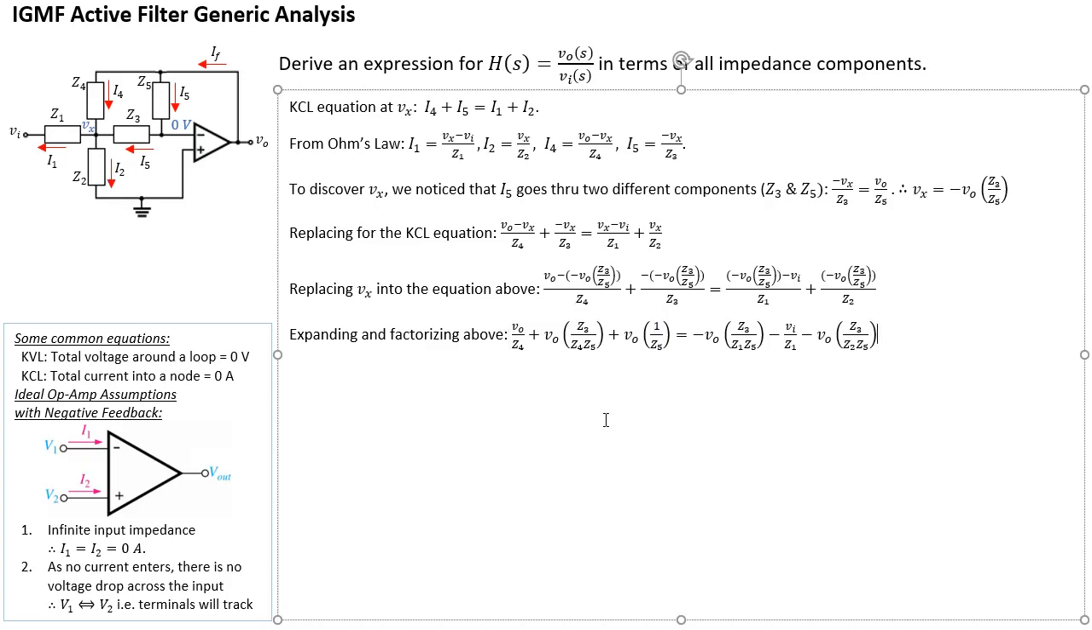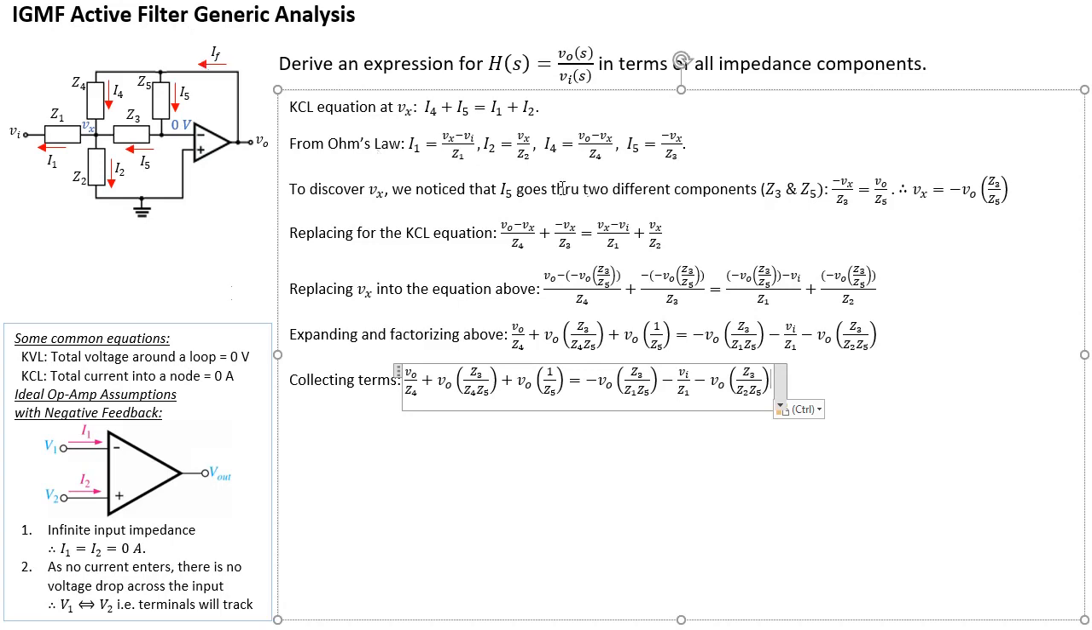Okay, so now I have an expression where all the VOs have been split. VI is also by itself, so I can actually combine VO all on one side and VI on the other side. All right. So I'll just say collecting terms. What I'll have is a VO on the left side, and I'm going to keep VI on the right.